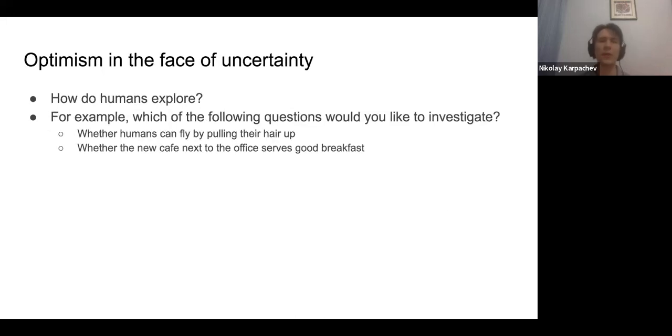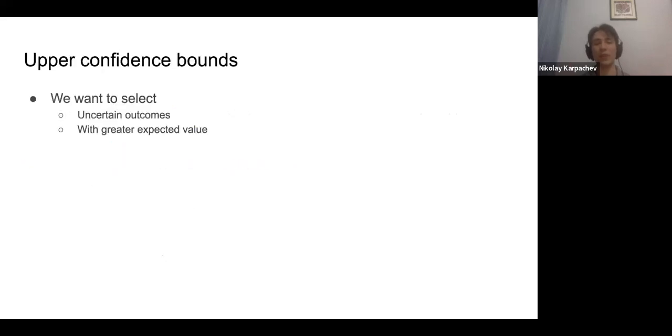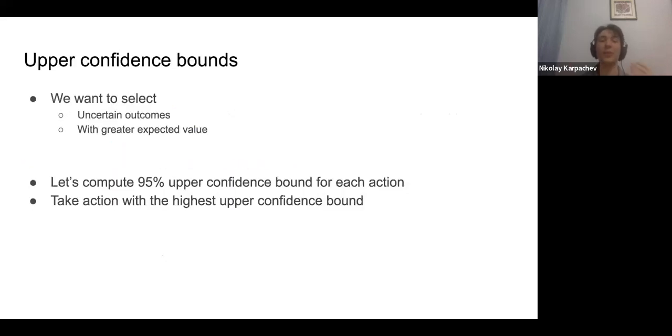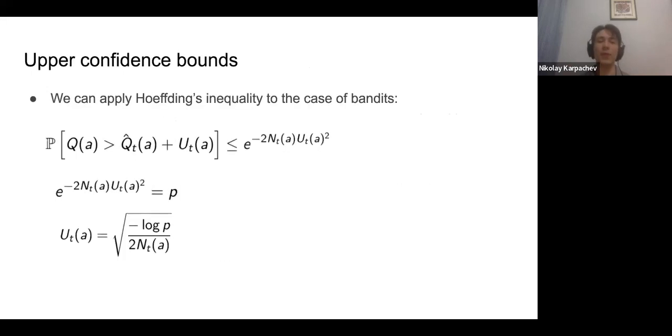So finally, we've covered several exploration strategies. First, the general approach: select uncertain actions. Then we try to select uncertain actions, but with greater expected value. And for that purpose, we used confidence intervals and 95% quantiles.